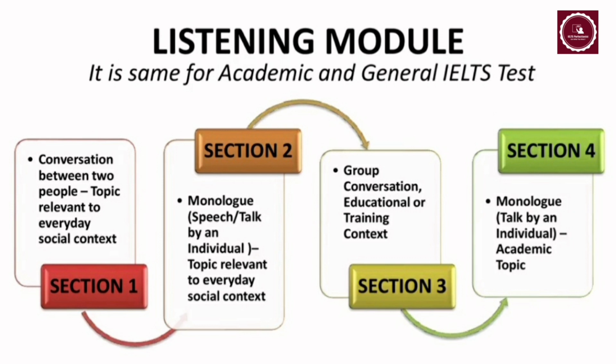Section 3 is a conversation between up to 4 people set in an educational or training context. For example, a university tutor and a student discussing an assignment, or a group of students planning a research project. Section 4 is a monologue on an academic subject. For example, a university lecture.